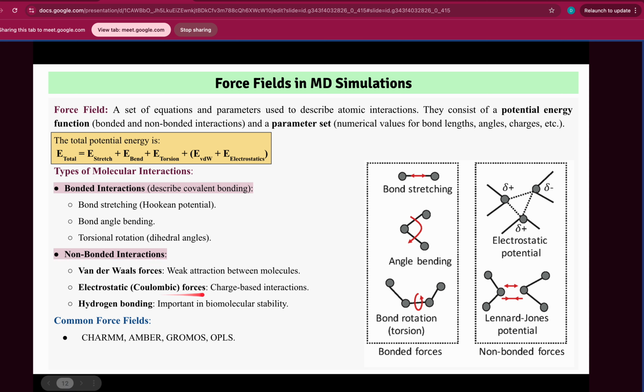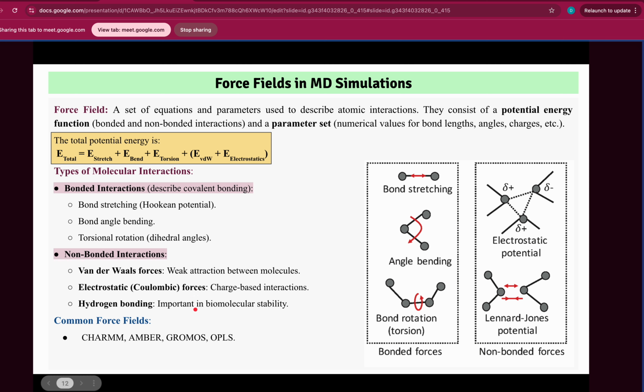Then second is electrostatic or Coulombic forces. These forces can act if we have residues of different charges. So if the amine group is positively charged and the carboxyl group is negatively charged, and those residues come closer to each other, then there will be some attraction which will act. So the charged interactions come under Coulombic forces, where the charged molecules interact with one another. Then comes hydrogen bonding, which is also important.